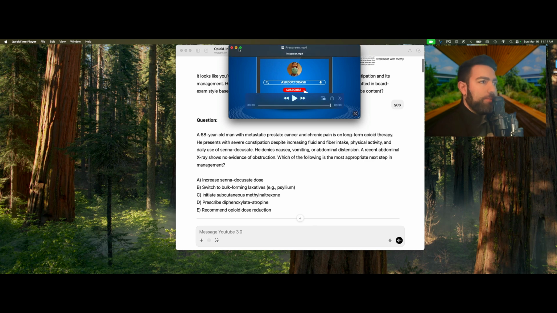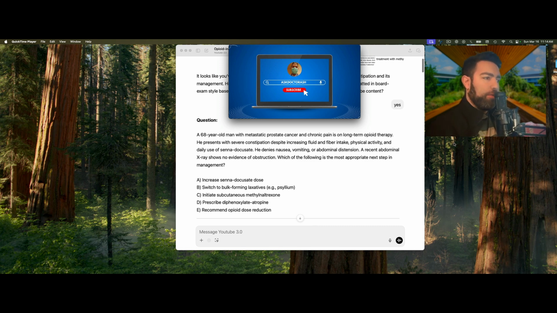This is going to be a 68-year-old man with metastatic prostate cancer and chronic pain. He is on long-term opioid therapy. He presents with severe constipation despite increasing fluid and fiber intake, physical activity, and daily use of senna-docusate. He denies nausea, vomiting, or abdominal distension. A recent abdominal x-ray shows no evidence of obstruction. Which of the following is the most appropriate next step in the management? So go ahead and pause the video right here and pick your answer. Then we're going to go ahead and go through each of them.